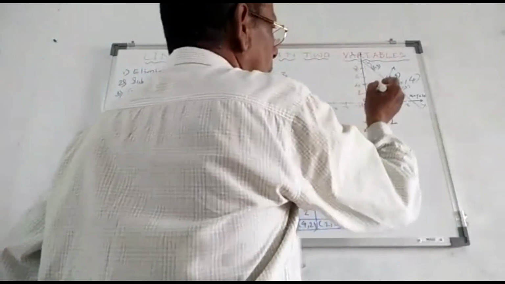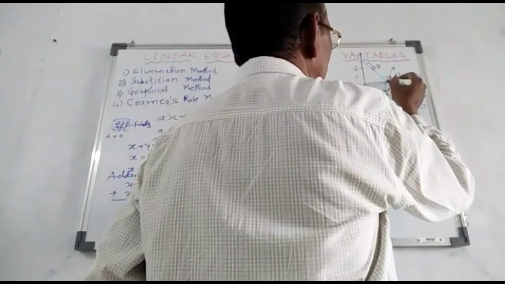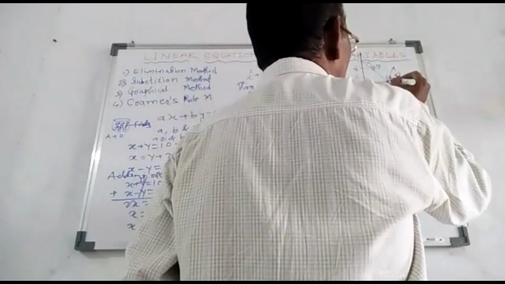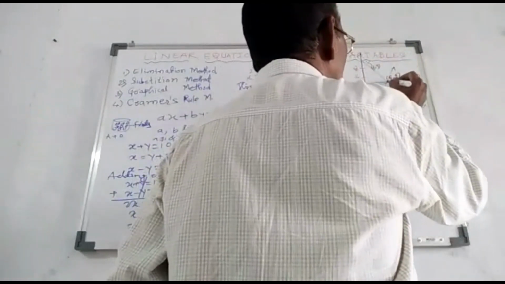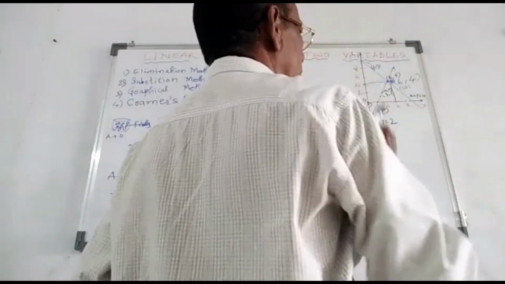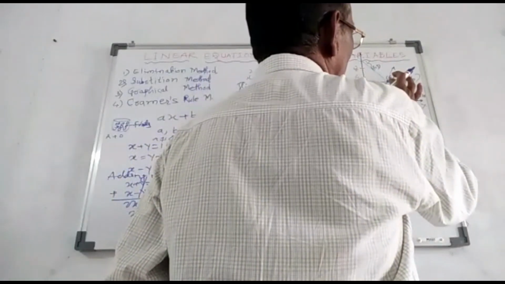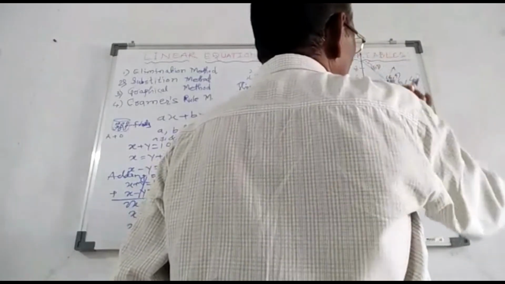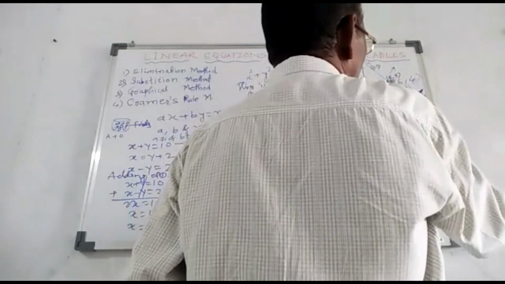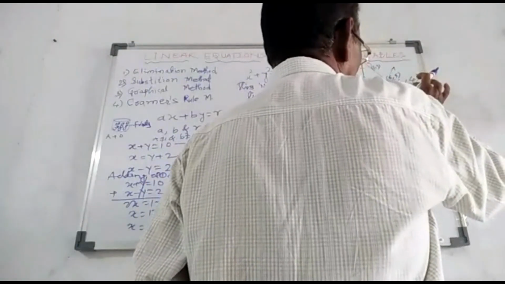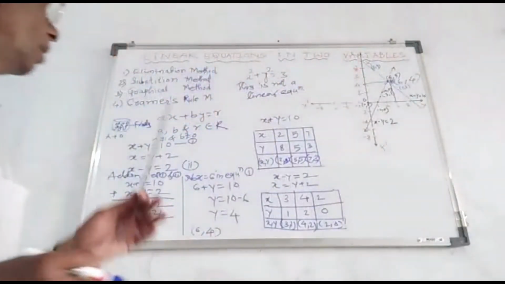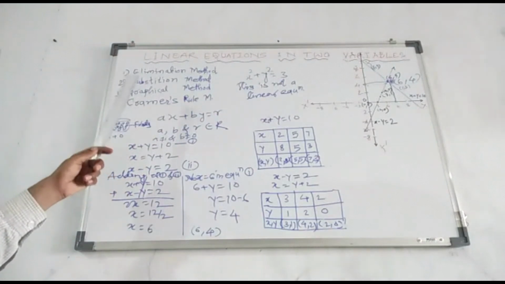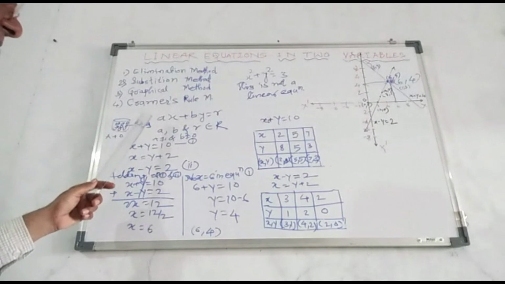Then these two lines intersect at a point, suppose M. Then draw perpendicular lines from this point on the y-axis, and similarly on the x-axis. Then you will get the result: x-axis value is 6 and y-axis value is 4. So we get the same solution by the elimination method and the graphical method. In the next period, I will teach the substitution method and Cramer's rule method.